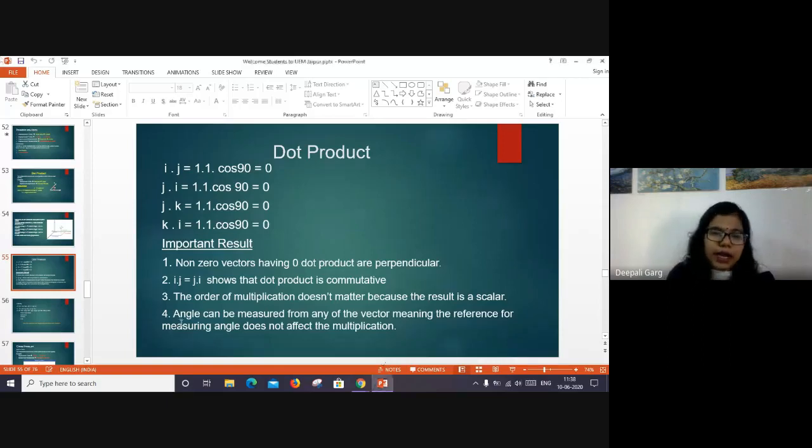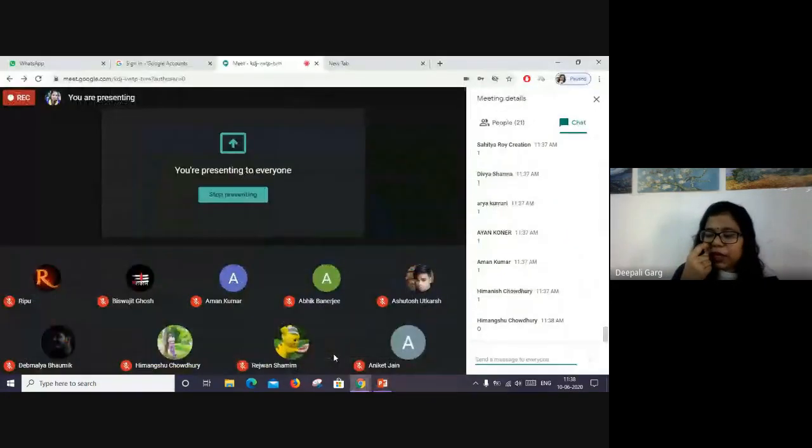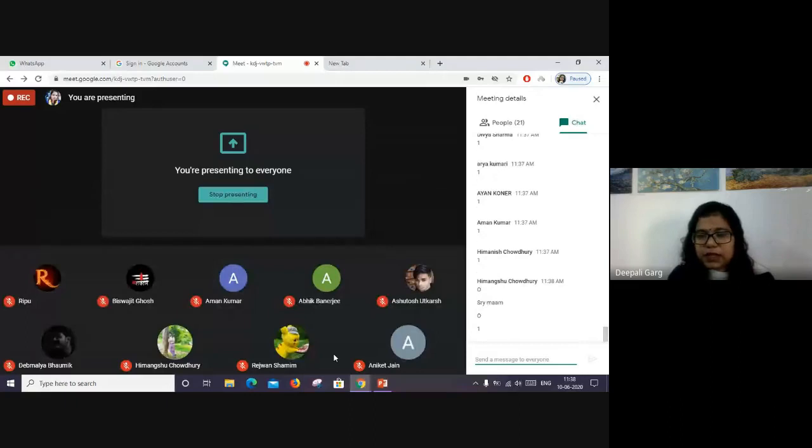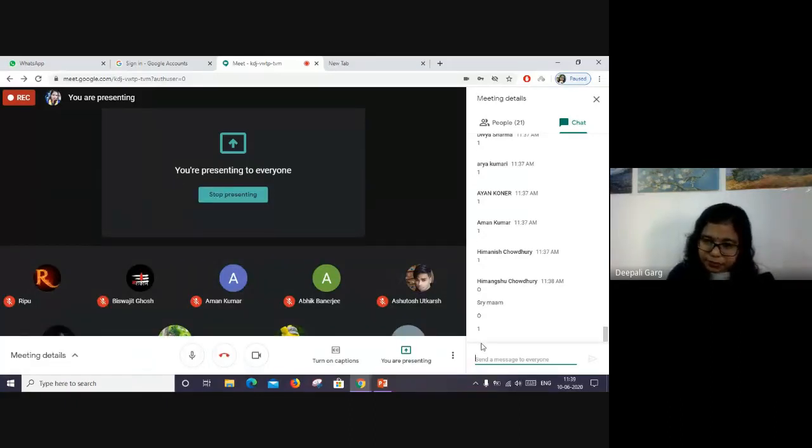Second, I into j is equal to j into I, which shows that dot product is commutative. So if you do the dot product of A into B and then the dot product of B into A, it will always be the same. So the important result we can conclude from here is that dot product is commutative.